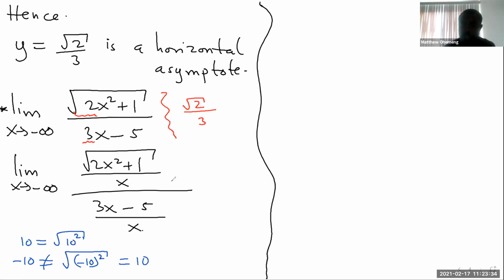Square root, positive square root of what? S squared. Why? Because the x is taking on negative values, right? This one, the limit as s approaches negative infinity, is taking on negative values. So we have to find a way around that.